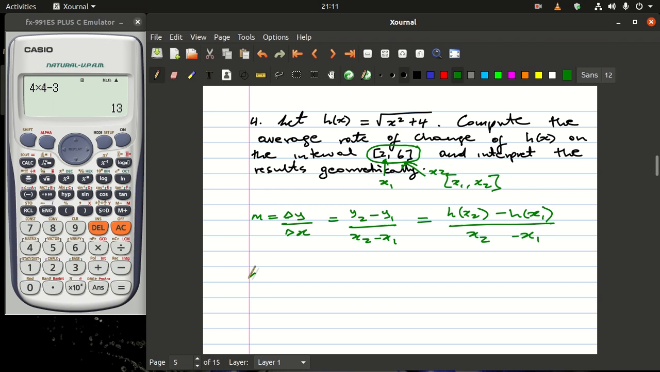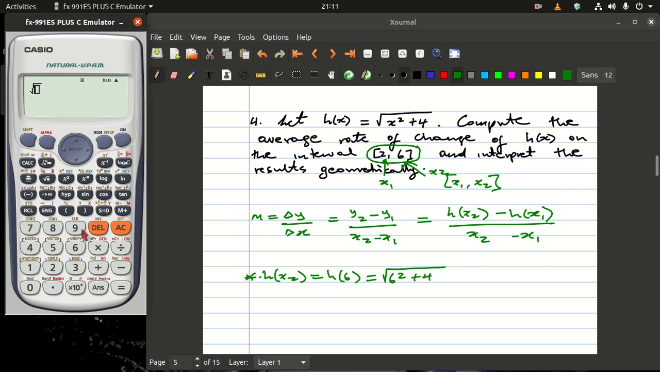And then we start looking for h of x2, which is the same as h of 6, because x2 here is actually 6. So I'm going to plug in 6 wherever I see an x. So this is supposed to be the square root of 6 squared plus 4. I'm just going to punch it in the calculator to save time. So we're going to have 36 plus 4, and this is equal to 2 root 10.